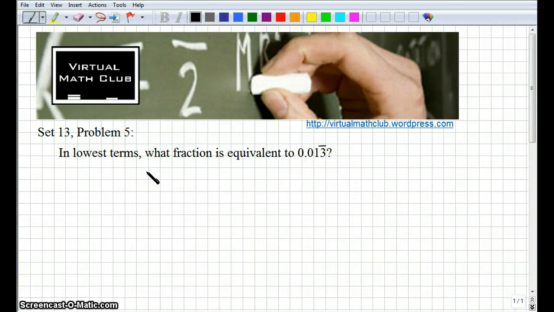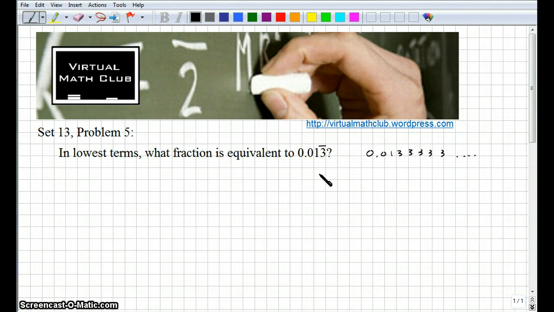Problem number 5. In lowest terms, what fraction is equivalent to this decimal 0.013 with a 3 repeating? Okay, so if we were to expand that out a little further, that would be 0.0133333, and so on. There's what it would look like. We just have a bunch of 3's. So the bar over the 3 just tells us that 3 repeats itself.